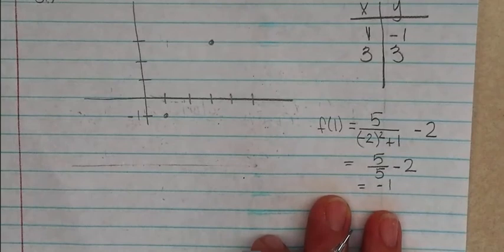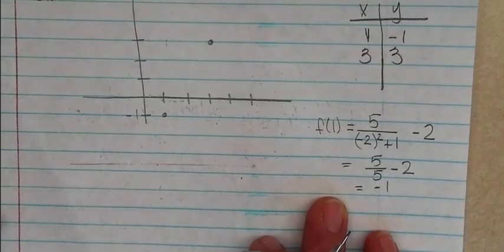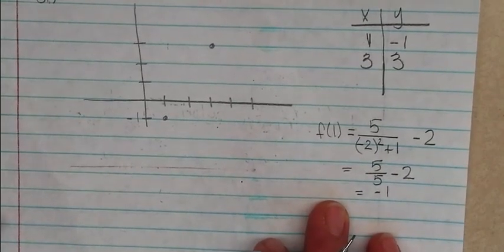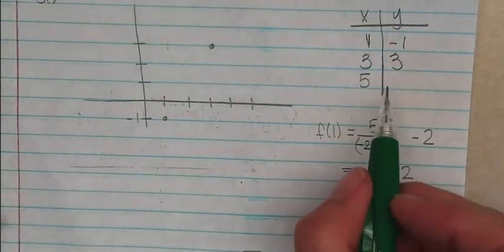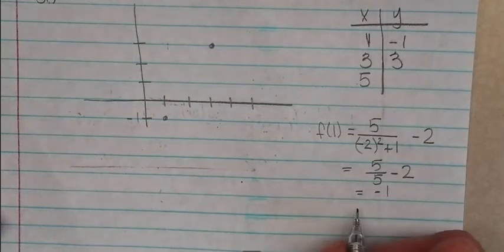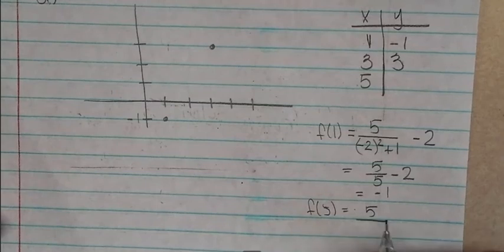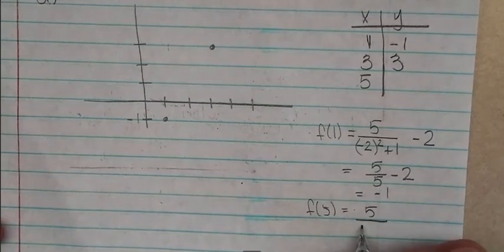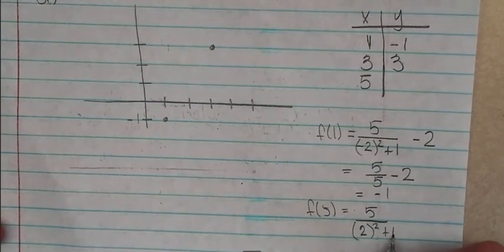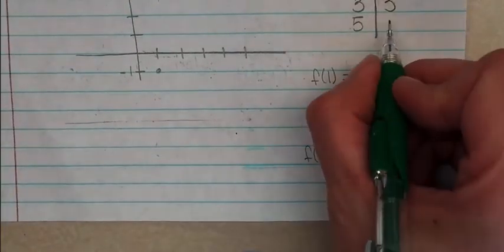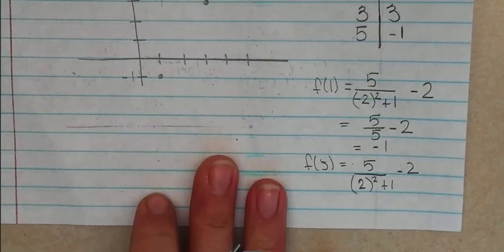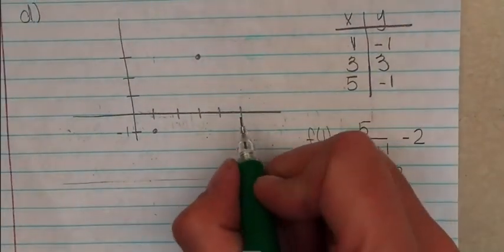And how about if I do 5? Because that's going to be symmetric, it looks like. If I put 5 in, I'm going to have 5 over, well, 5 minus 3 is 2, square that, plus 1, and then minus 2 from that. So I get the exact same thing. I'm going to have negative 1 again. Looks like it's symmetric from there.